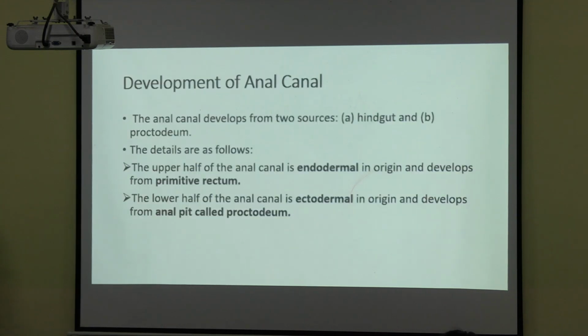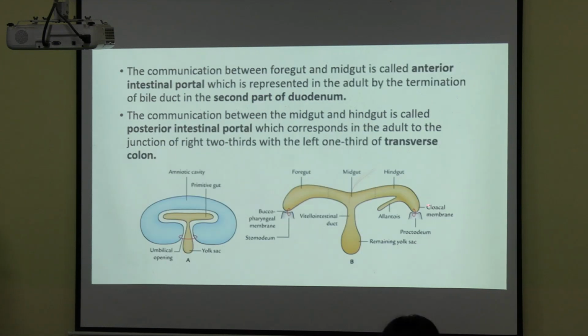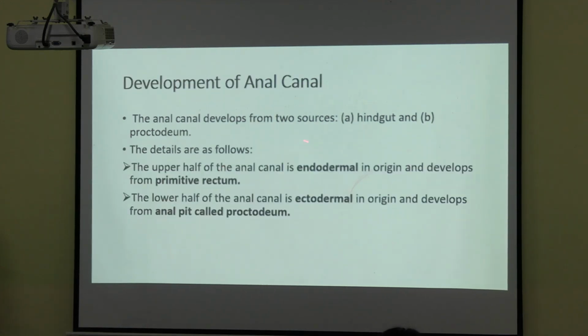We will see how the development of anal canal will take place. The anal canal develops from two sources, that is hindgut and also the proctodium. Where have you seen the proctodium? Proctodium and stomodium. This is the cloacal membrane. Below the cloacal membrane, we have proctodium. This is nothing but your hindgut. On the foregut side, we have stomodium, right? The details are as follows.